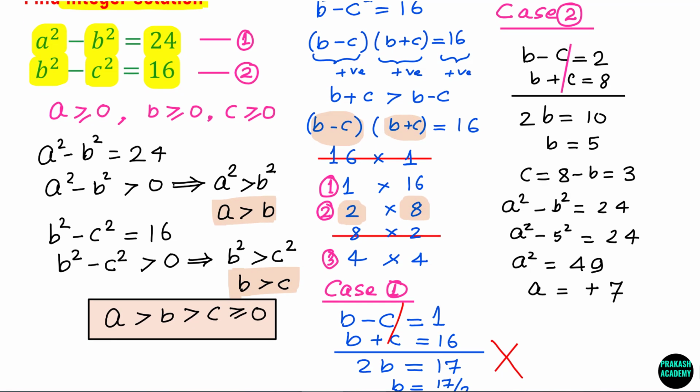So what is the answer you have? In this case, a, b, c: the a value is 7, the b value is 5, and the c value is 3. So here is the a, b, c: 7, 5, 3. So this is one set of solution.